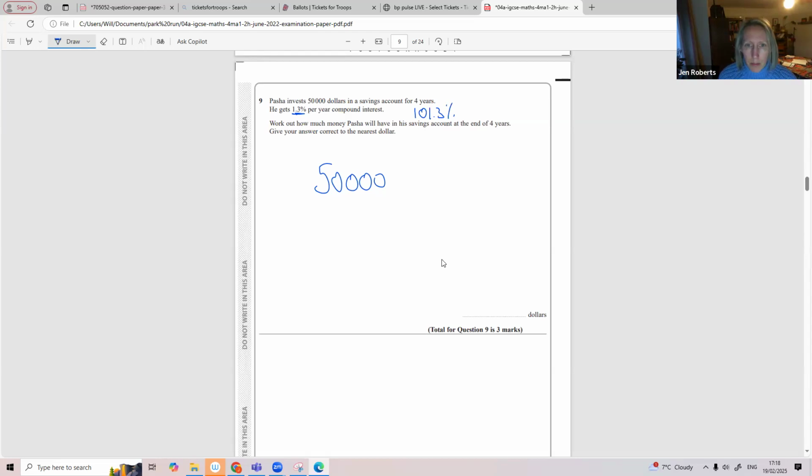I need to make that into a decimal now. That's how we get a multiplier by dividing it by 100. So it'll be 1.013. It's for 4 years. 50,000 times 1.013 to the power 4 to the nearest dollar, 52,651.